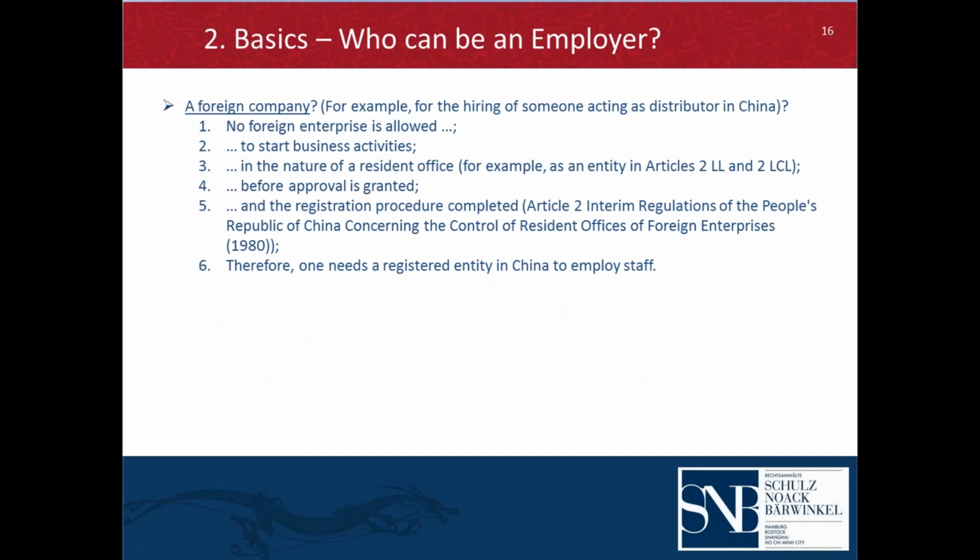Another question which we encounter in practice quite often is whether or not a foreign company, that means a company with no establishment here in China, can enter into an employment relationship with Chinese citizens here in China. And here the situation is that it is not allowed. You're not allowed to do this. And the basic rule is only after you have an establishment here in China, you can employ Chinese citizens.